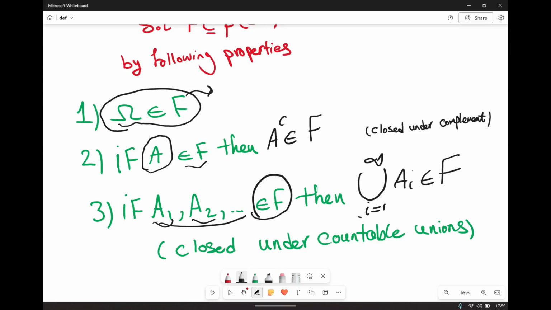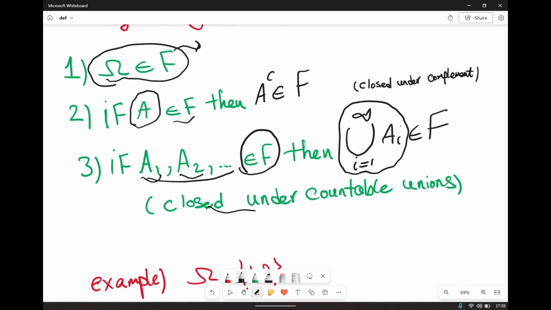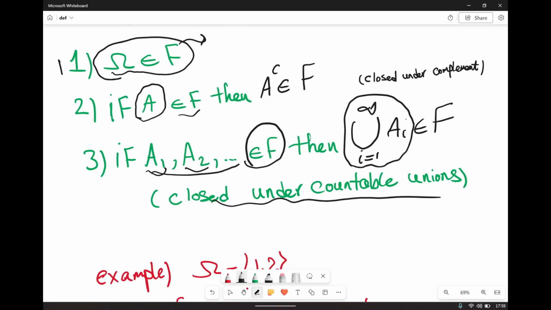In mathematics we call this a countable union of members. Therefore, it is closed under countable union. If any subset of omega has these properties, we say this subset is a sigma algebra.